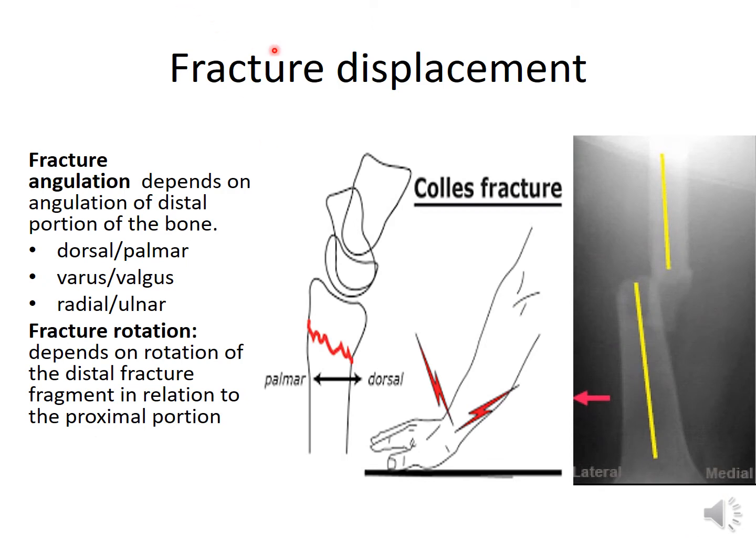Next is the fracture displacement. Fracture displacement can be on the dorsal side, palmar side, or on the varus or valgus, radial or ulnar side. It depends upon the angulation of the distal portion of the bone. So next is the fracture rotation. It depends on the rotation of the distal fracture fragment in relation to the proximal portion.